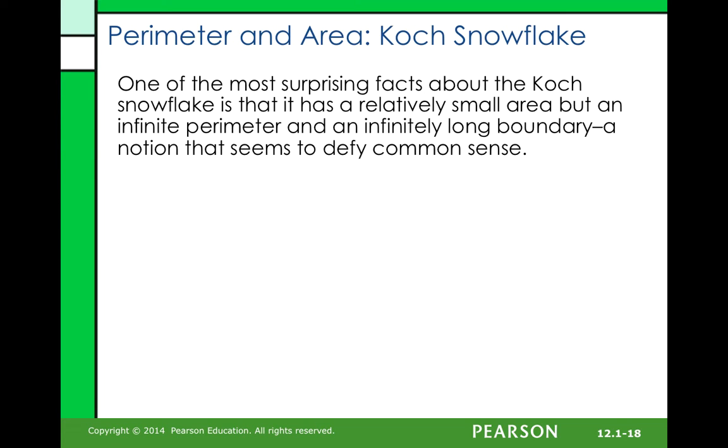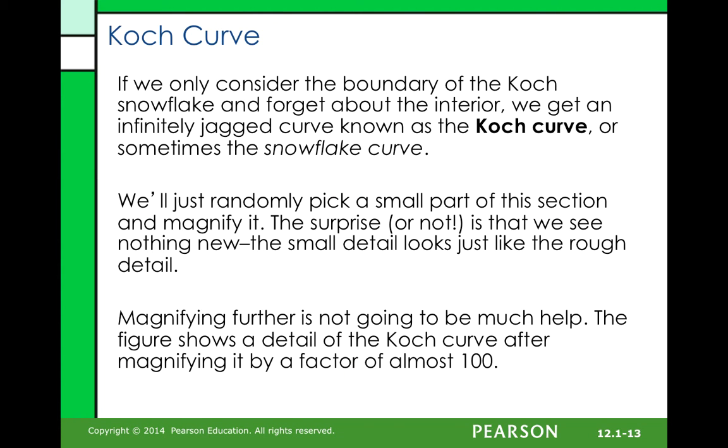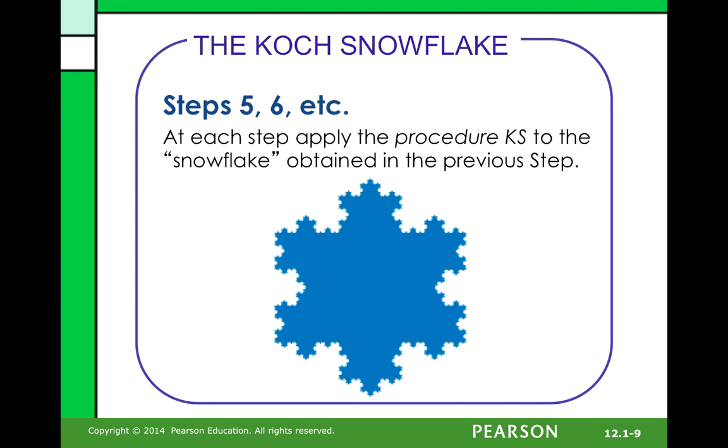Here are some interesting facts about the snowflake. One of the most surprising things about the snowflake is that it has a relatively small area, but the perimeter of it is infinite. Okay, so think about that for a second. You have a geometric shape that basically looks like this. This is a geometric shape with pretty small area. I mean, it has maybe area less than 10 or something. You could think about putting a rectangle around it with area 10. So it's a pretty small area.